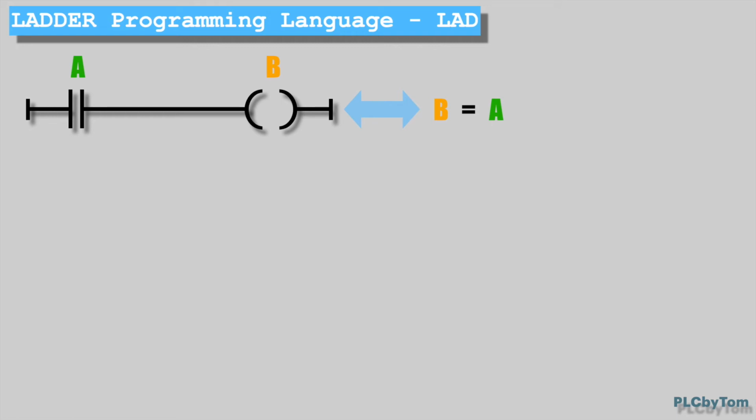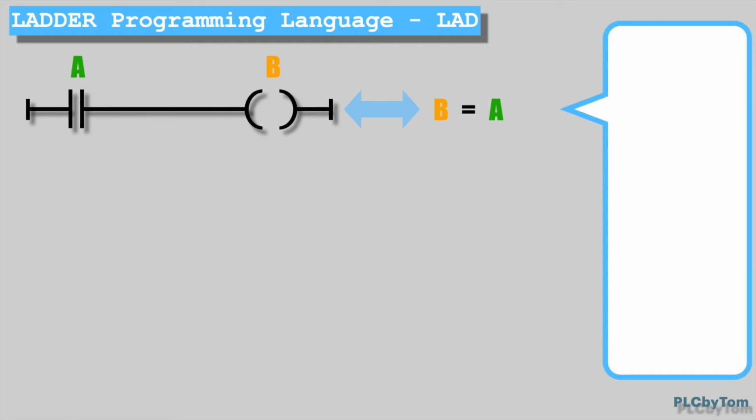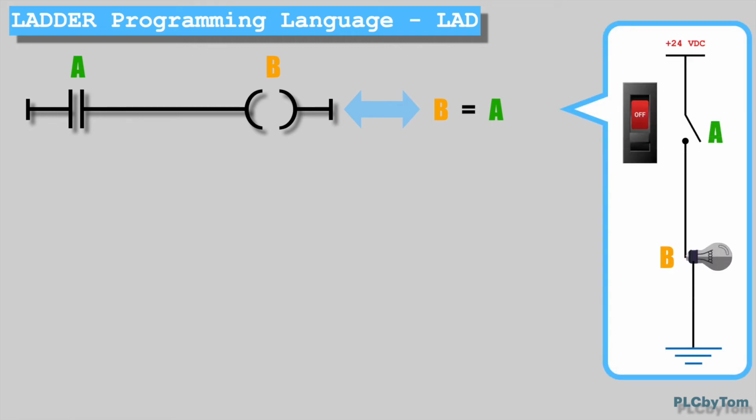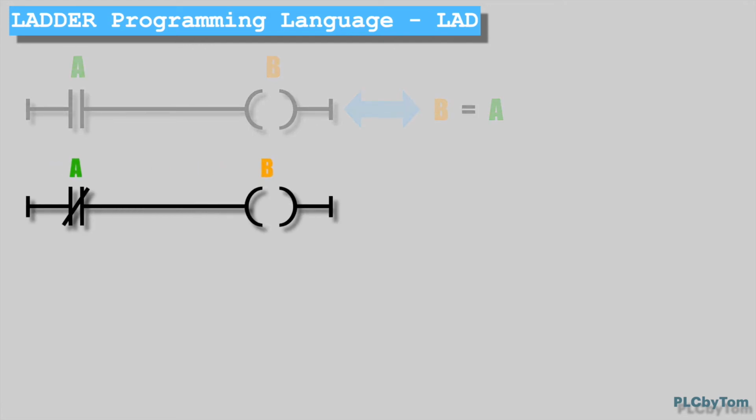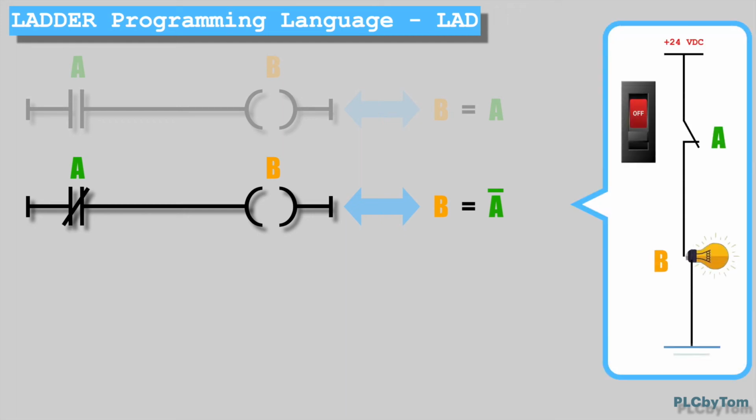To better understand simple ladder instructions, there is the same logic presented as electromechanical control circuits. Once switch A is activated, then lamp B will light up. In the second example, we noticed that there is a new instruction at the position A. It is normally closed contact.